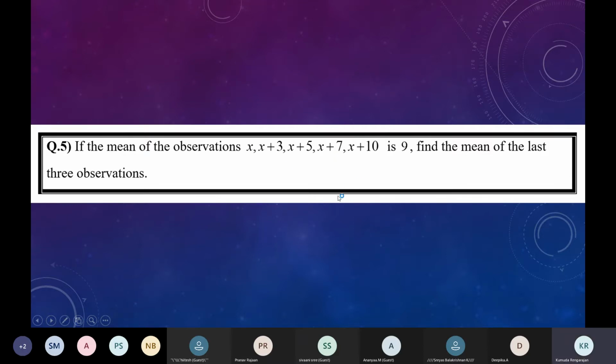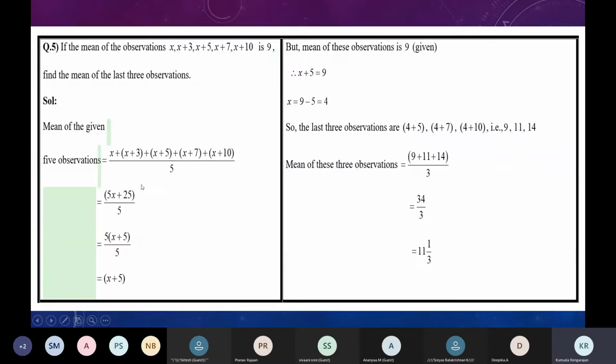So the mean of the 5 observations is given to be 9. So you should use this information and find the value of x. And once you find the value of x, you can find the values of all the observations. Once you find that, then you should find the mean of the last 3 observations. You see the working here? So add all the observations.